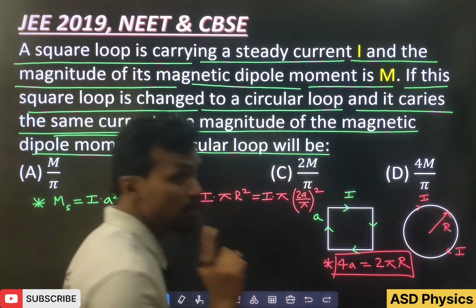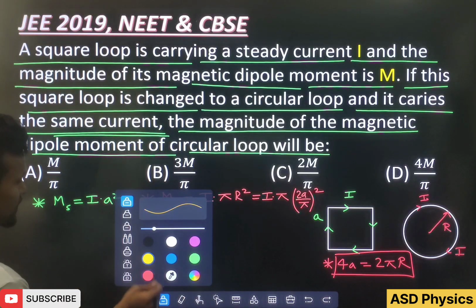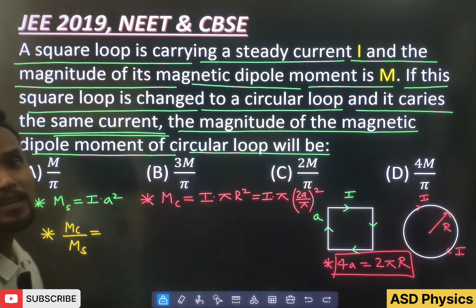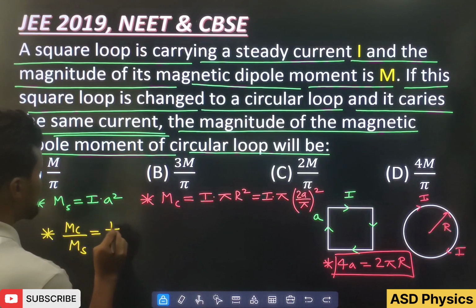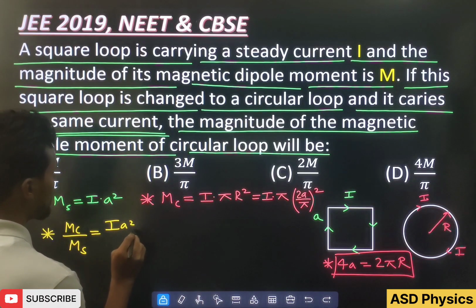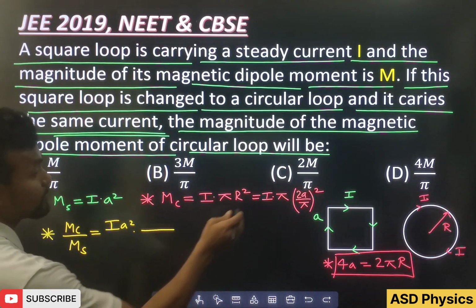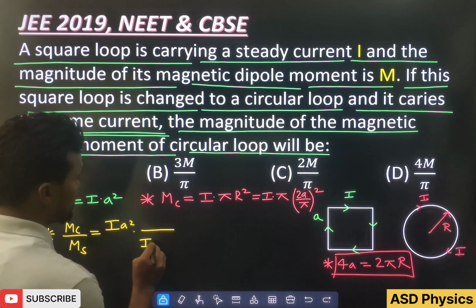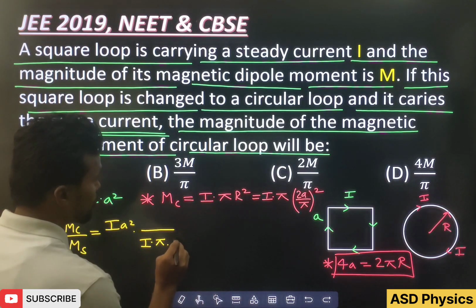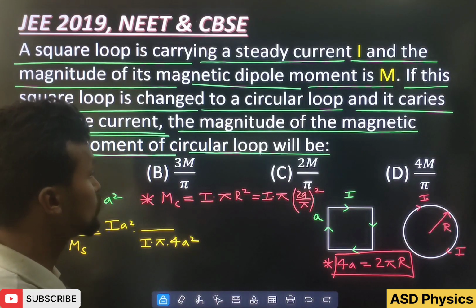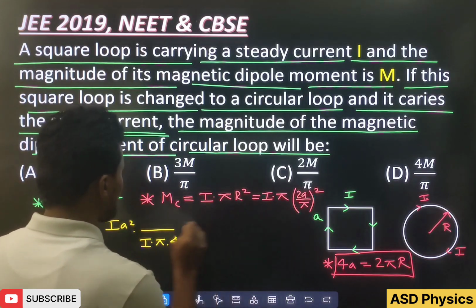Now what we are going to do is just divide. They are asking about the circular loop, so I will write M C by M S, circle to the square. So what is coming here? This will come as I pi into 4a square by pi square, over I A square. I into pi into 4a square, correct? And above what will come here?